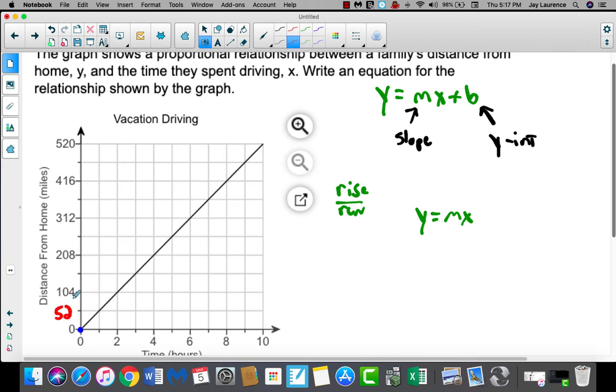How the heck did I get 52? Well, I went up 2 blocks to 104, so I divided 104 by 2. Yeah, 2 blocks, so it's 52. Let's see if I'm right.